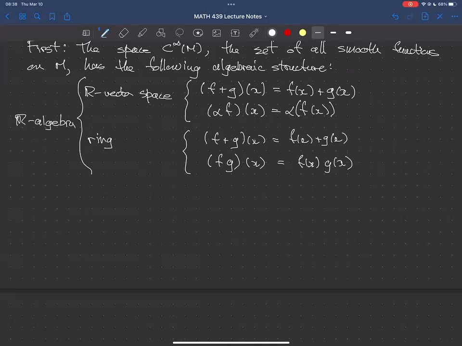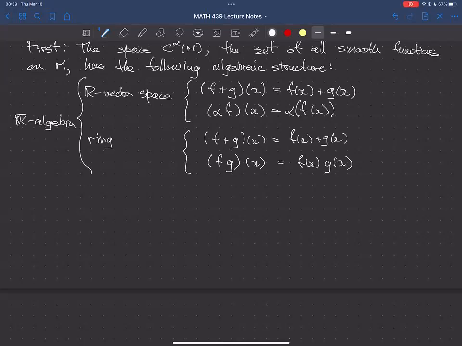Okay, good. So that's just name calling, right? There's nothing there that surprises you. I'm just telling you that the things that you already know, they have a name. And they correspond to more general kinds of algebraic structure called vector spaces, which you know about, rings, which I don't know if you know about or not, and algebras, which I'm almost certain you don't know about. Okay, all right, good.